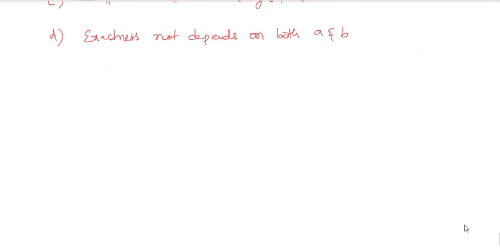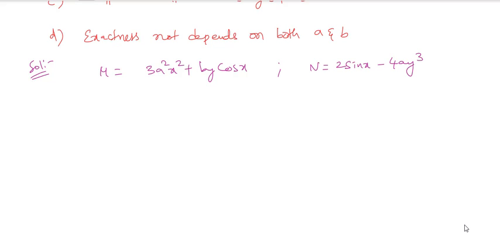The value of M is 3a²x² + b cos x, and N is 2 sin x − 4ay³. Am I right or not? Now take ∂M/∂y. What is ∂M/∂y with respect to y? This is b cos x.